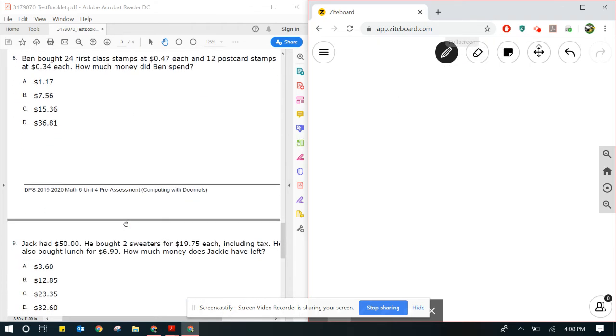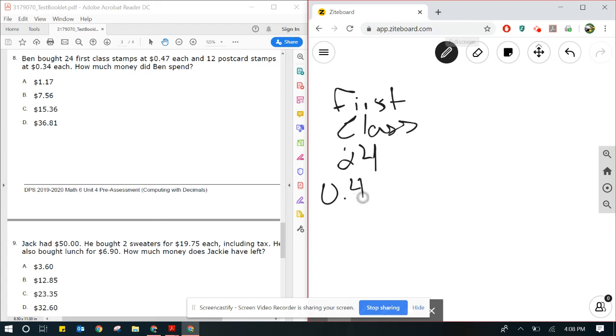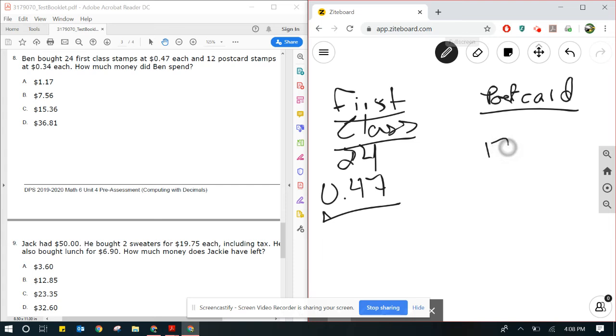Question 8. Ben bought some stamps. Some first class stamps at 47 cents each, and 12 stamps at 34 cents each. So first class is 24 times 0.47. That's what we're multiplying. And then I have the postcard. And the postcard are 12 stamps. And I do it times 0.34.